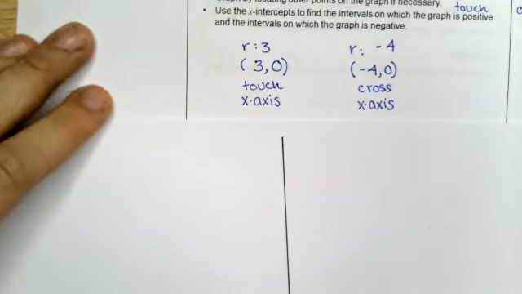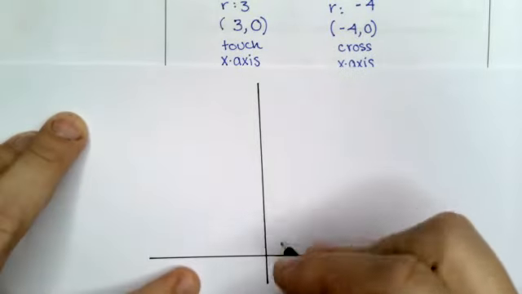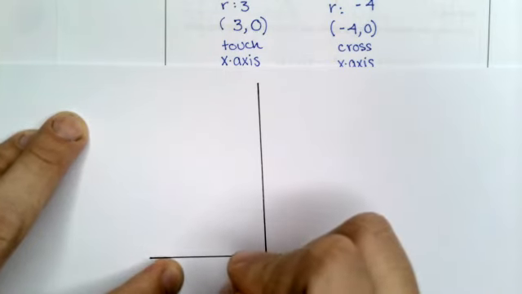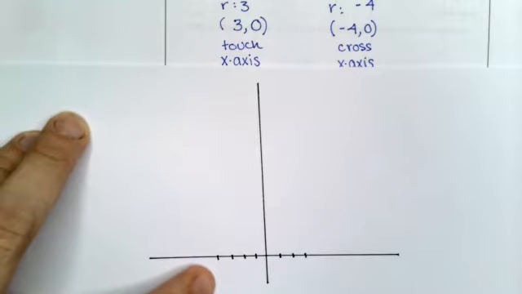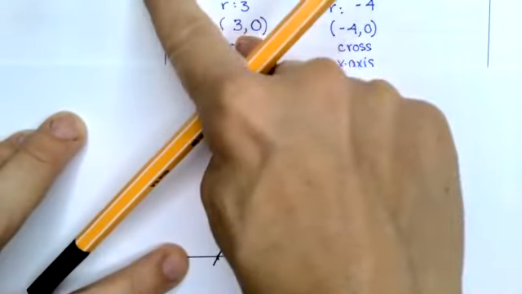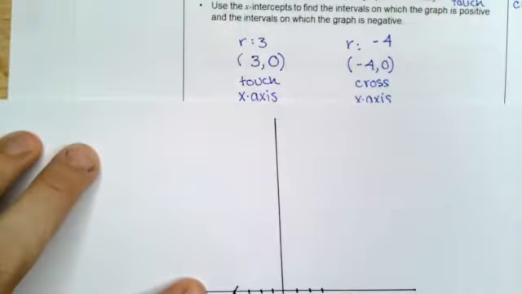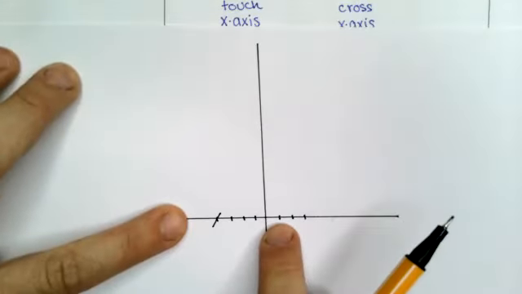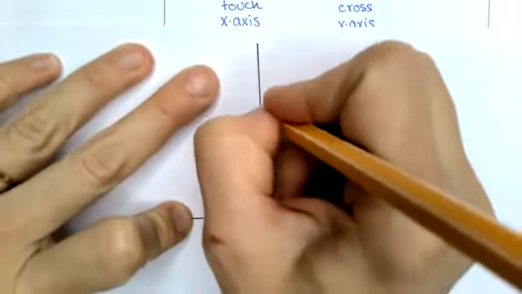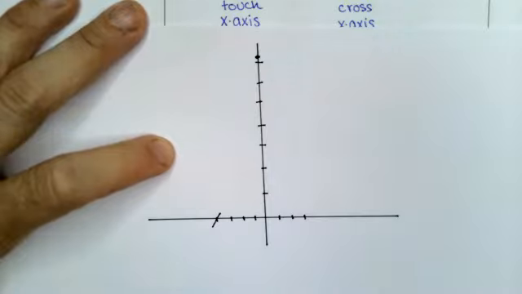At (3, 0), it's going to touch the x-axis. At (-4, 0), it's going to cross the x-axis, right? Now, the only place it crosses the y-axis is at (0, 36). So here we're counting one at a time, but here I'll count by 5. So this is 5, 10. So it's going to cross the y-axis way up here.